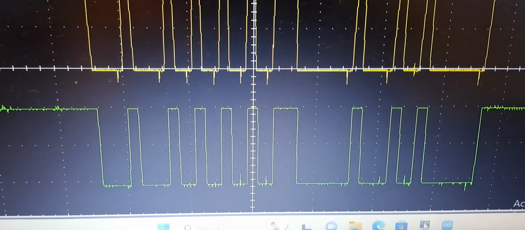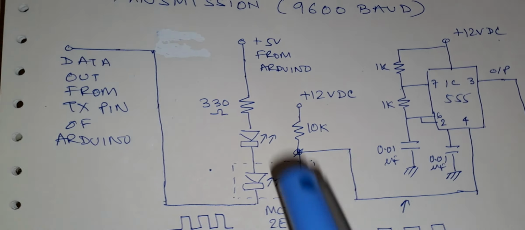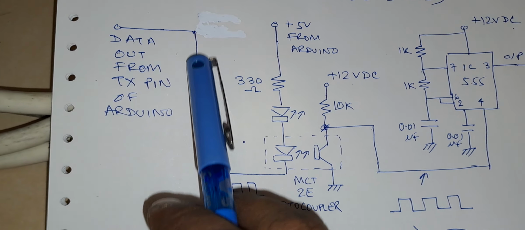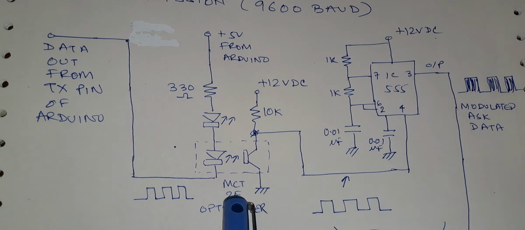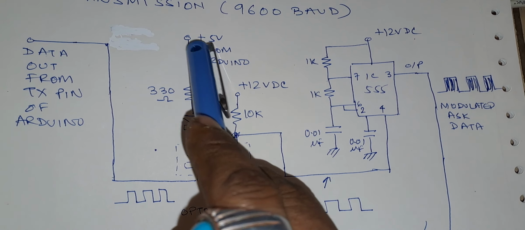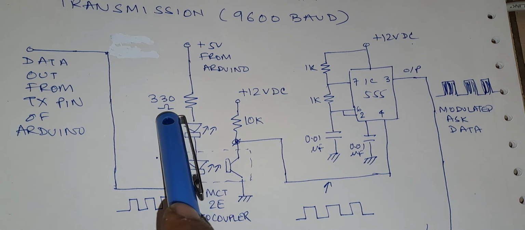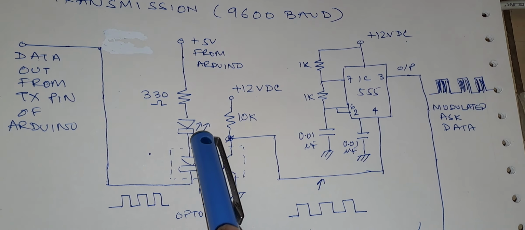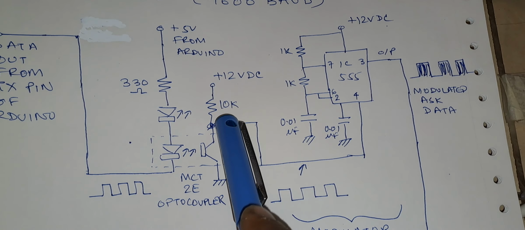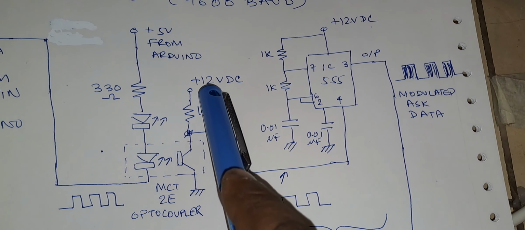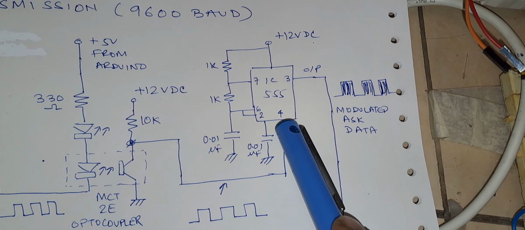So let us see the circuit diagram now. As you can see, this is the circuit diagram. In the circuit diagram, you can see data is coming from transmit pin of Arduino Uno. It is fed to the optocoupler MCT2E. You can see it is pulled up with a plus 5 volts coming from the Arduino Uno. I am having a 330 ohms current limiting resistor and an indication LED. And the output of this optocoupler is pulled up with a 10k resistance to the 12 volt DC bus. It is fed to pin number 4 of the 555 timer IC.